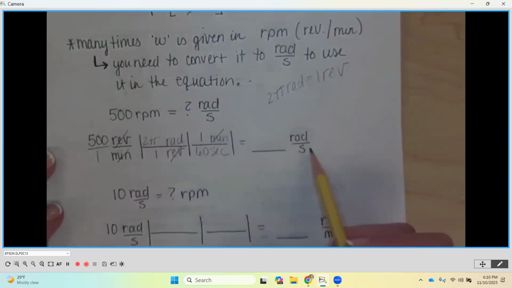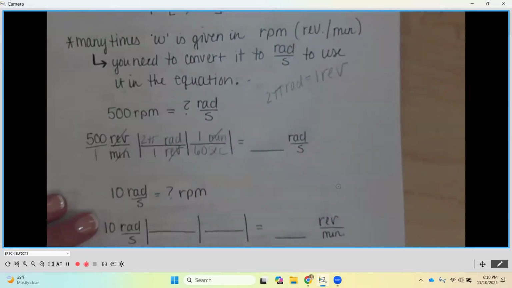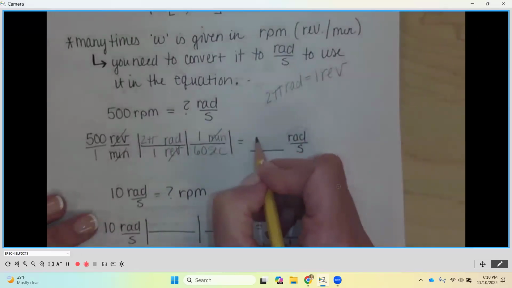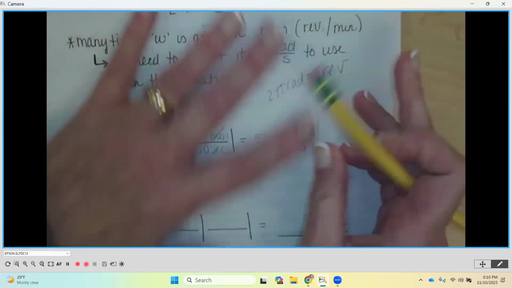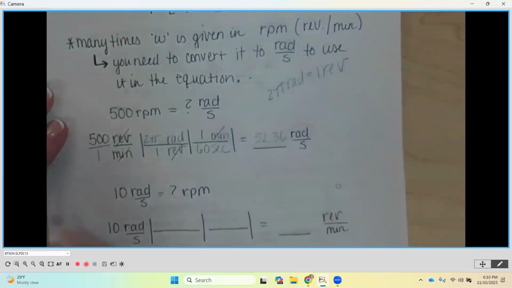Does that make sense? So now I'm going to take my 500, I'm going to go across the top. I'm going to multiply it by 2, multiply by pi. Then I'm going to divide by 60. What do I get for a number here? Everybody should be doing it. I got 52.36. Anybody else get that number? Whoopsie, 52.36. Yep, I got the same thing. Same thing. Thank you, Nicholas.